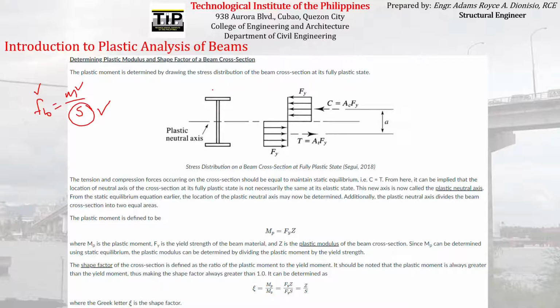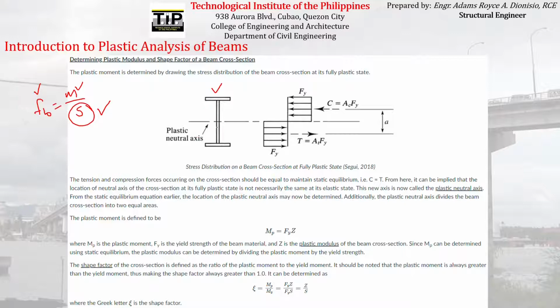So, ito yung steel section natin at ito yung neutral axis niya or yung plastic neutral axis na tinatawag. Yung plastic neutral axis tsaka yung neutral axis, yung usual na neutral axis na sinasabi natin, hindi sila laging parehas ng location. Anong pinagkaiba nila? Yung neutral axis, nandun siya sa centroid, sa geometric center nung cross section.